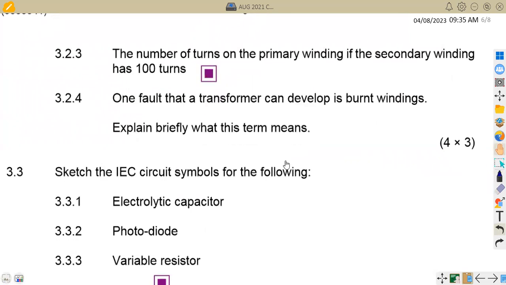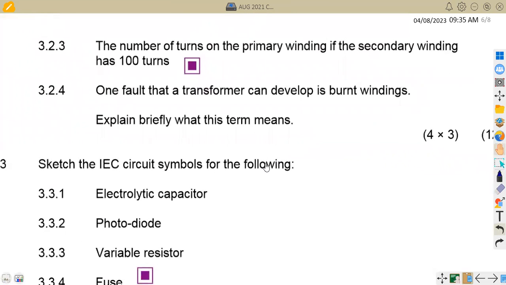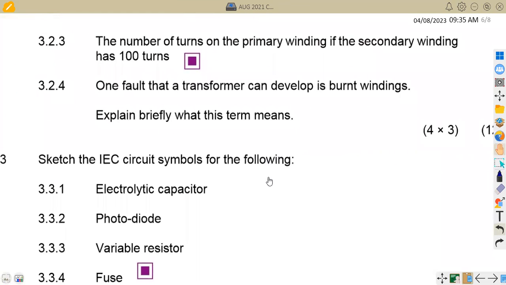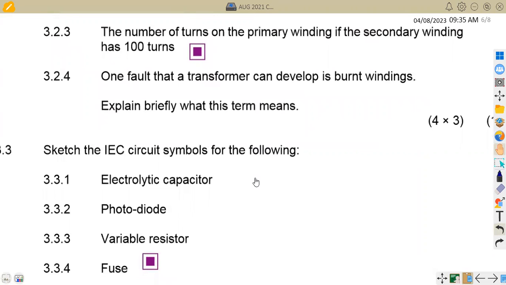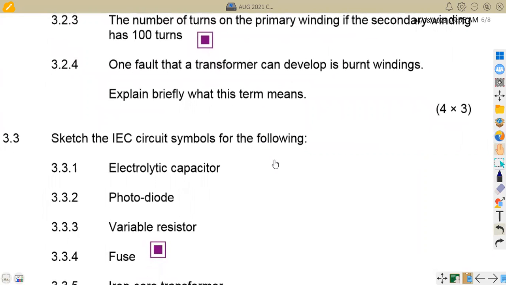3.23. On 3.24, we are now given one fault that a transformer can develop is bent windings. Explain briefly what this term means. Okay, if we are talking about the bent windings, what are we actually talking about in this case? All right, so I want you to check what we are given in this case about this.